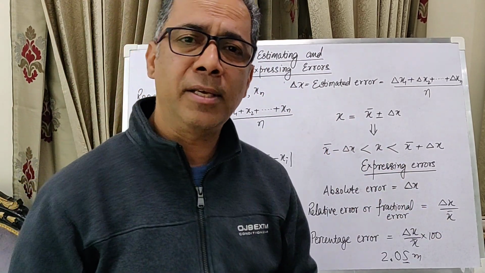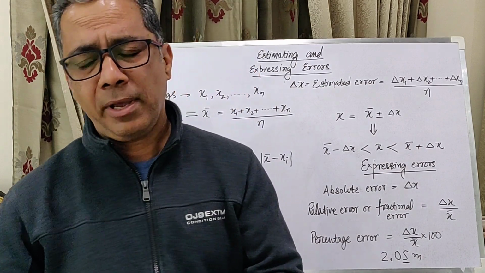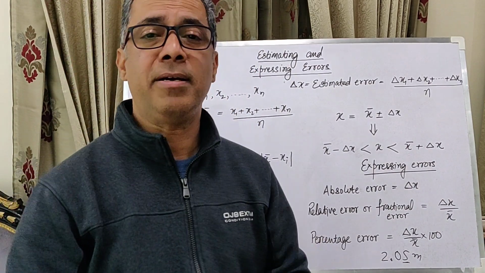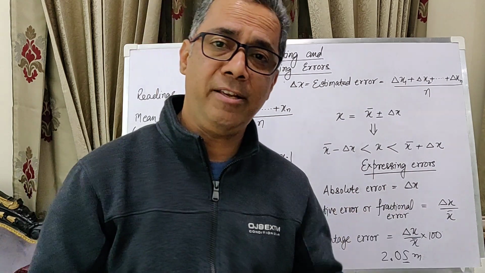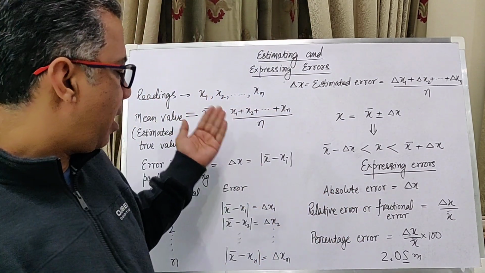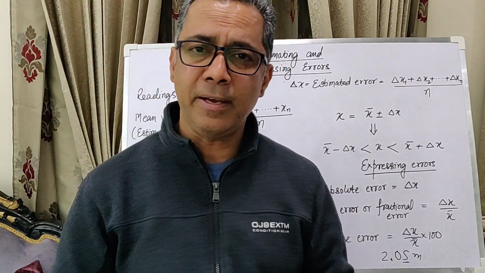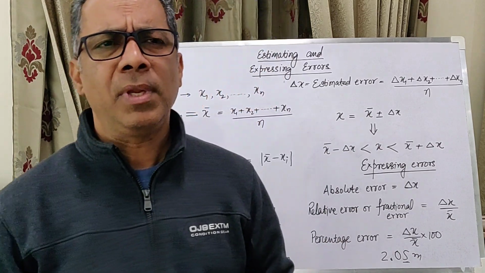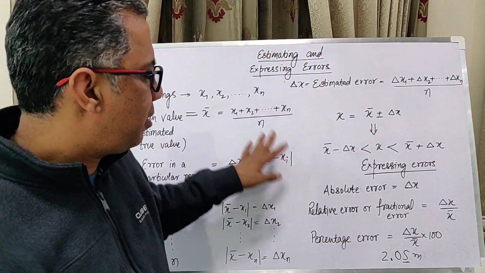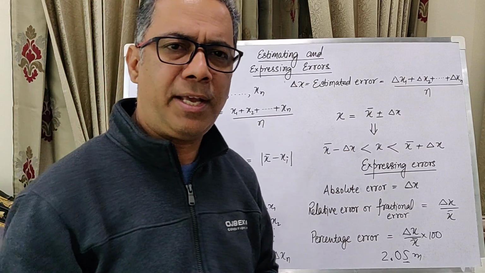There can be others. For instance, errors are actually better estimated by taking standard deviations rather than the absolute deviations that we have taken here. But more often than not, we stick to this process of estimating errors.